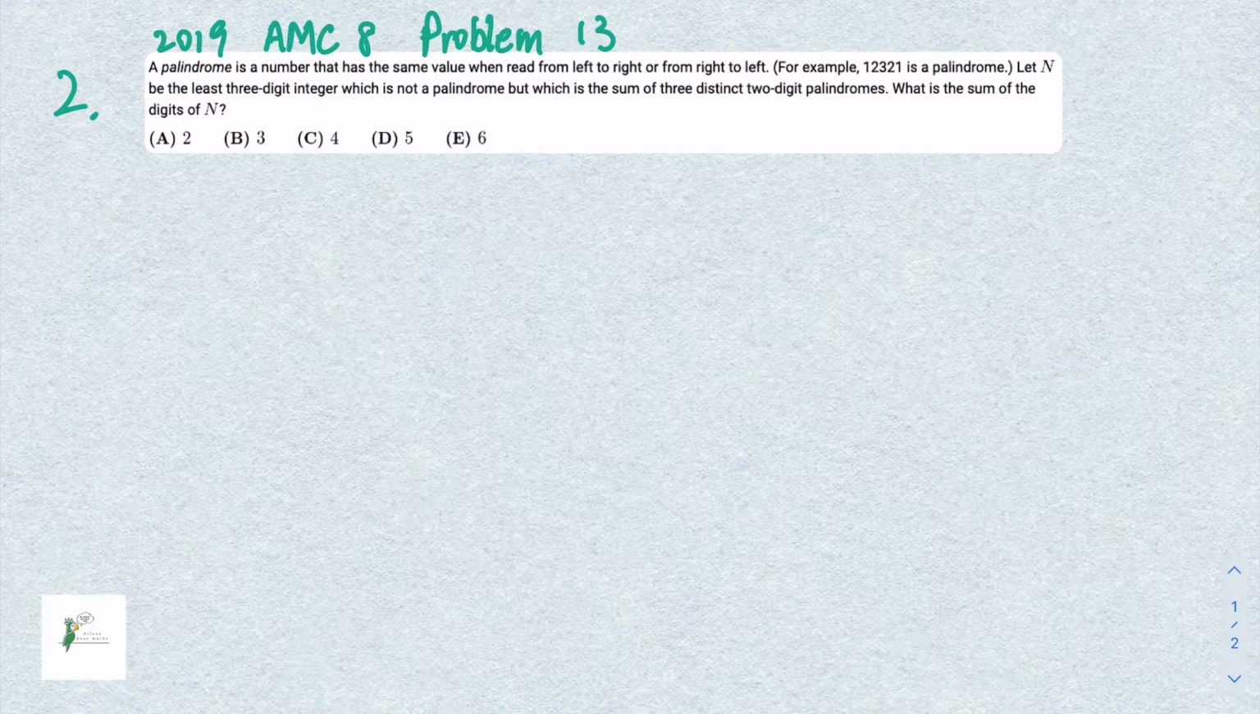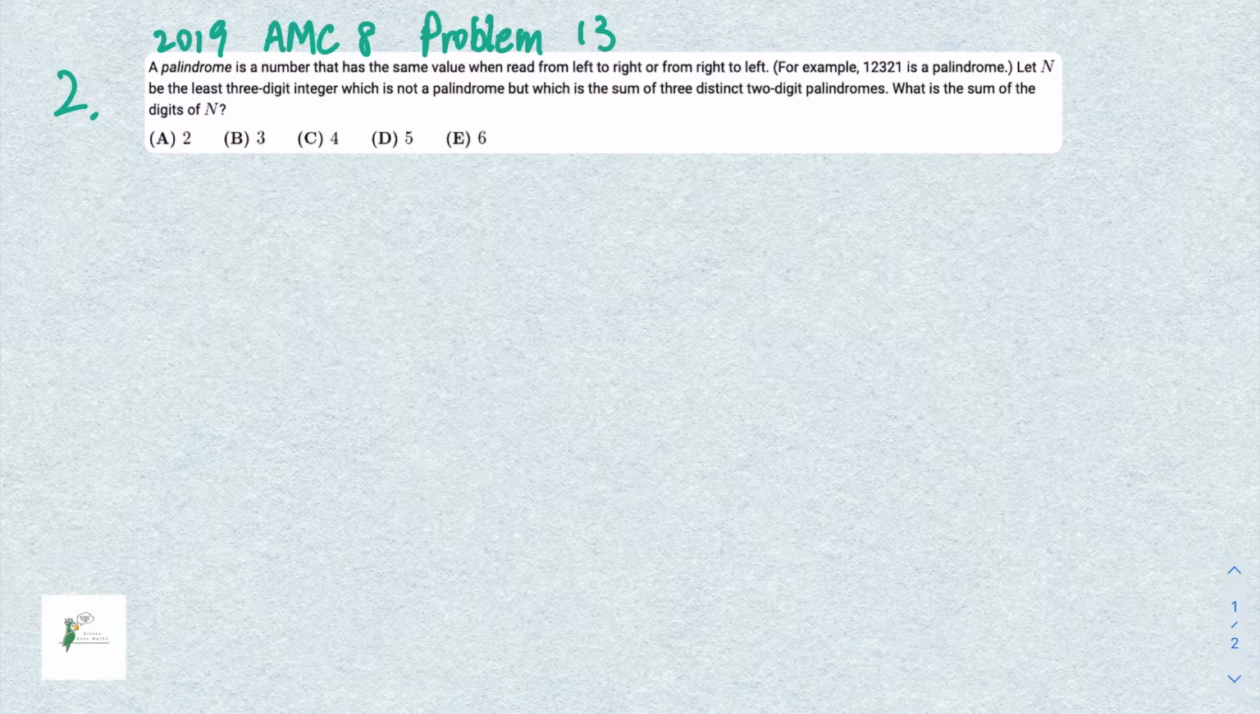Okay, let's look at a question from 2019 AMC 8 problem 13. It says a palindrome is a number that has the same value when read from left to right or from right to left. Let n be the least 3-digit integer which is not a palindrome, but is the sum of 3 distinct 2-digit palindromes. It asks, what is the sum of the digits of n? So the first thing we have to do is to find what n is, right?